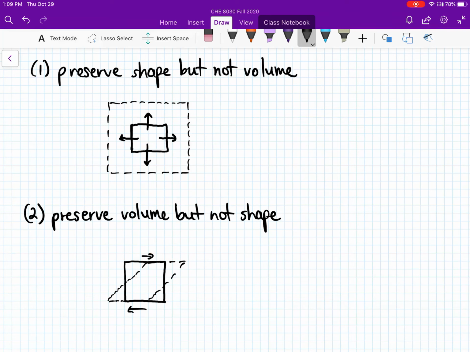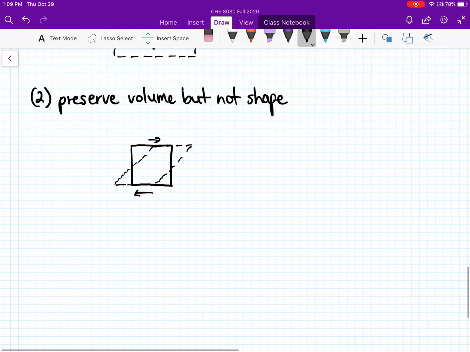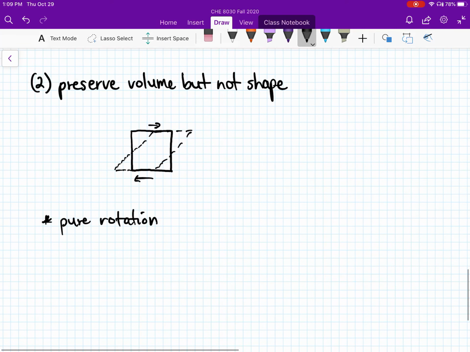Okay, and we could have a pure rotation. I'm going to put a star by that because I'm not going to technically consider that a deformation, which might look something like that. Okay, so what does all this mean?